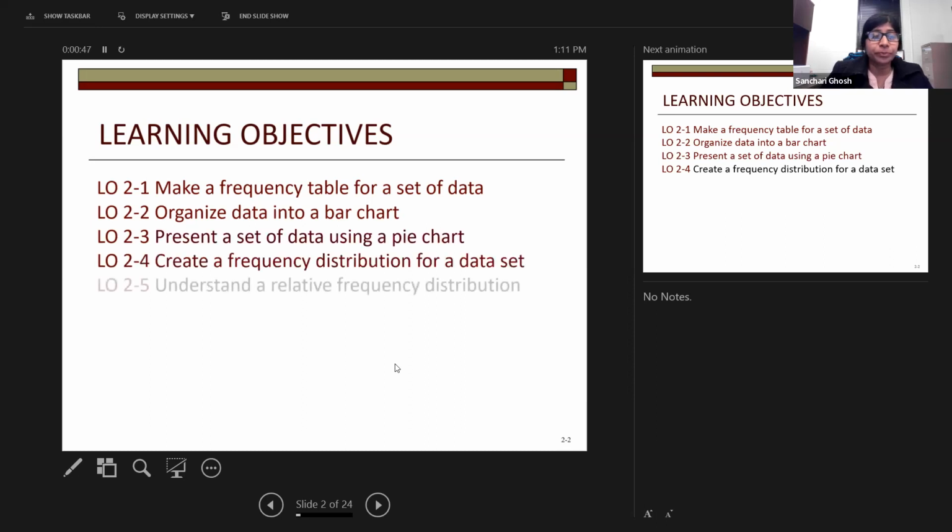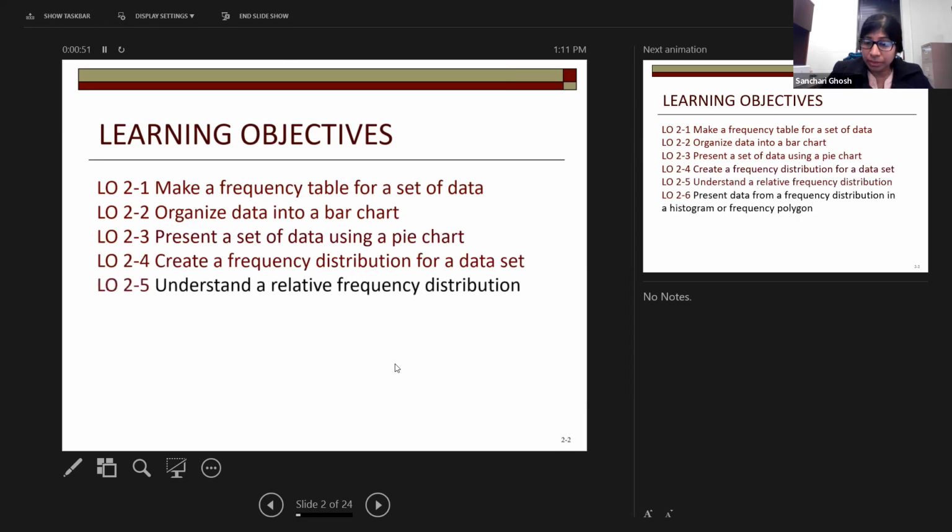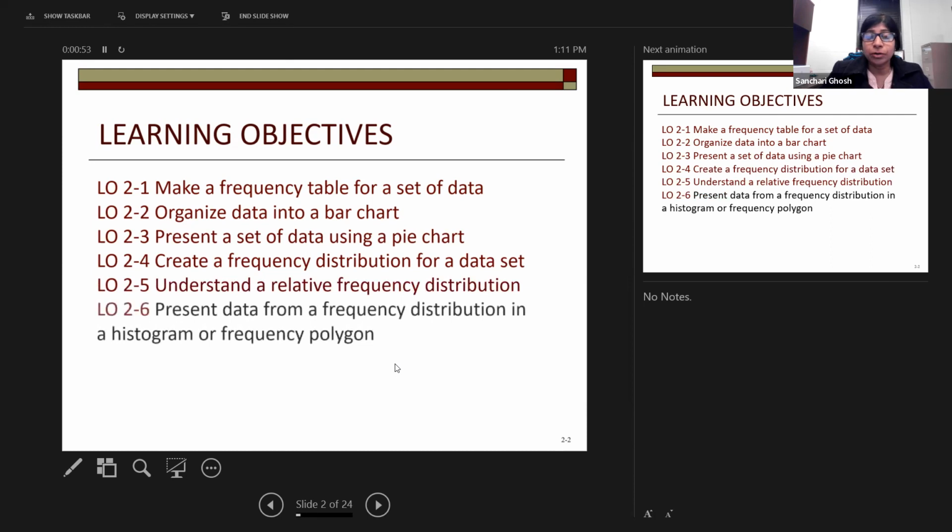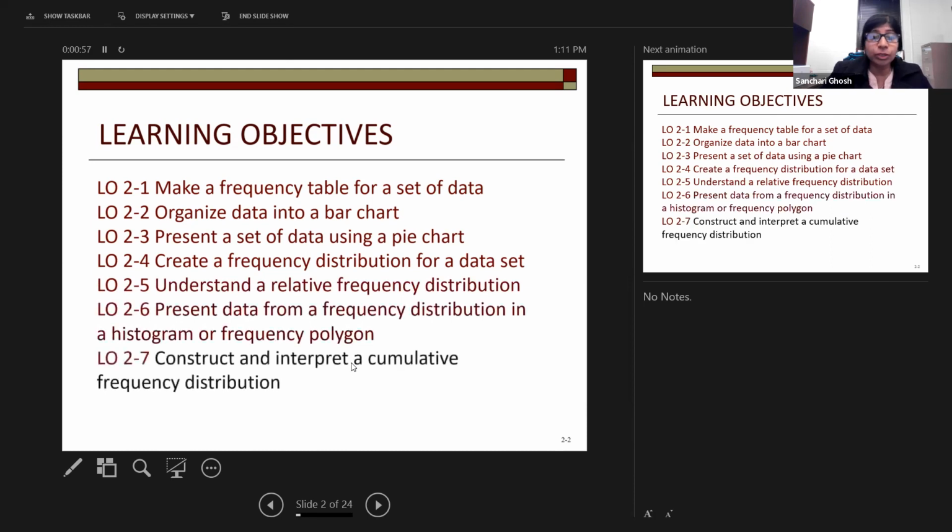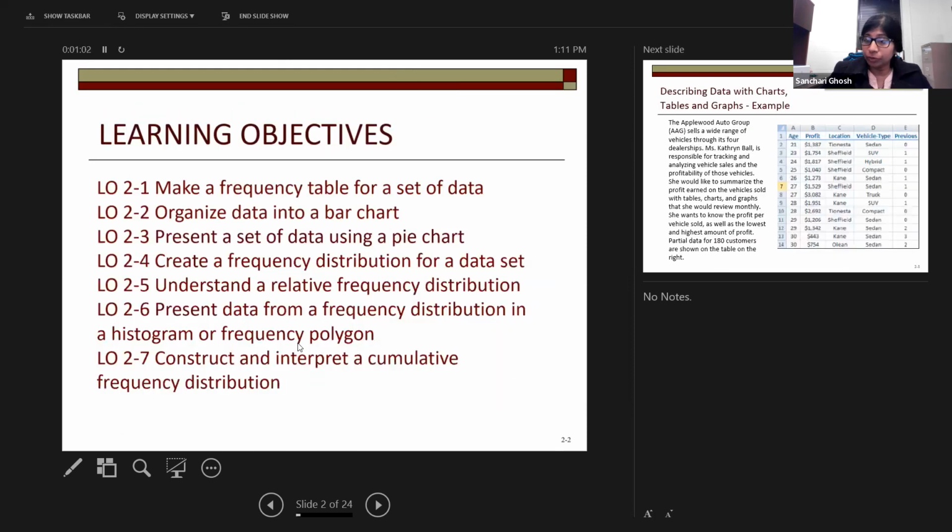previous chapter. We create a frequency distribution, understand what is a relative frequency distribution, or relative frequencies versus what is known as cumulative frequency, and then plot a frequency polygon and a cumulative frequency polygon. And also, very importantly, in this chapter, we will be plotting histograms.